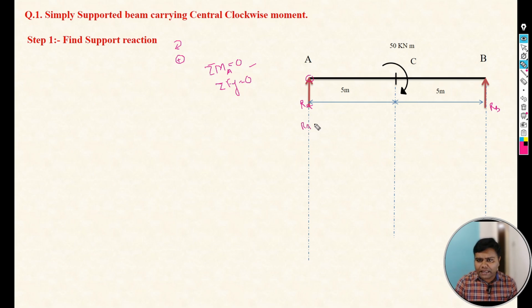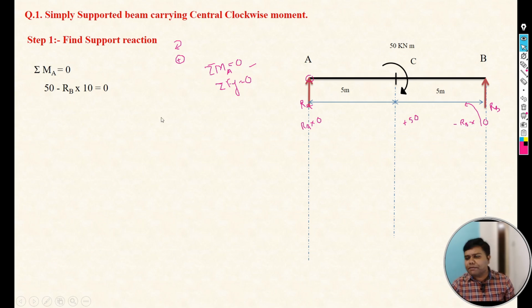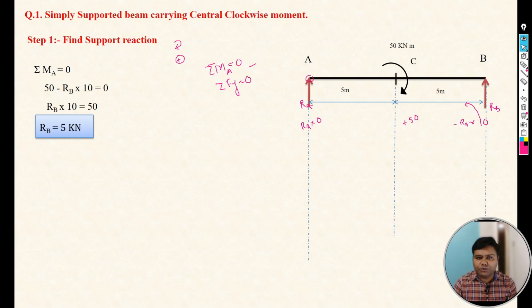RA into perpendicular distance is 0. The moment of this couple is clockwise, so it will be positive 50, and the moment of RB is anti-clockwise, so the moment of RB about point A is RB into perpendicular distance. Now, how much is the perpendicular distance? It is 10, so RB into 10. So the equation for summation MA is 50 minus RB into 10 equals 0, and when we solve this equation we get RB equals 5 kilonewton. Now here we got the first support reaction, at point B, that is RB equals 5 kilonewton.